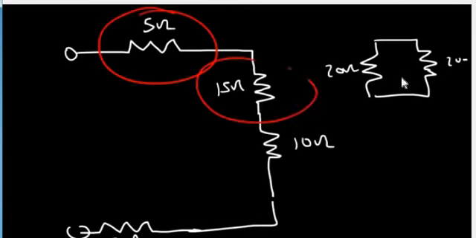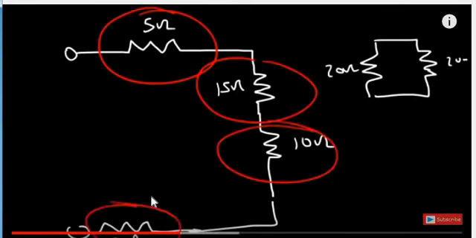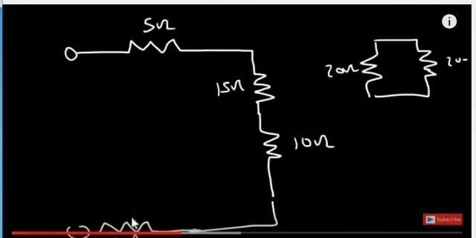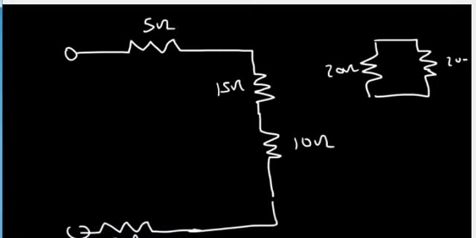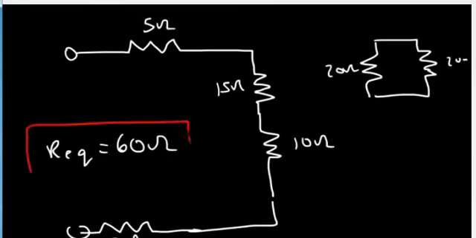Now see, these three and this fourth one are in series. They are connected one after another. Therefore the equivalent resistance will be the addition of all these four resistances. Therefore R equivalent is equal to 60 ohms, the addition of all the resistances. Let us see one more type.